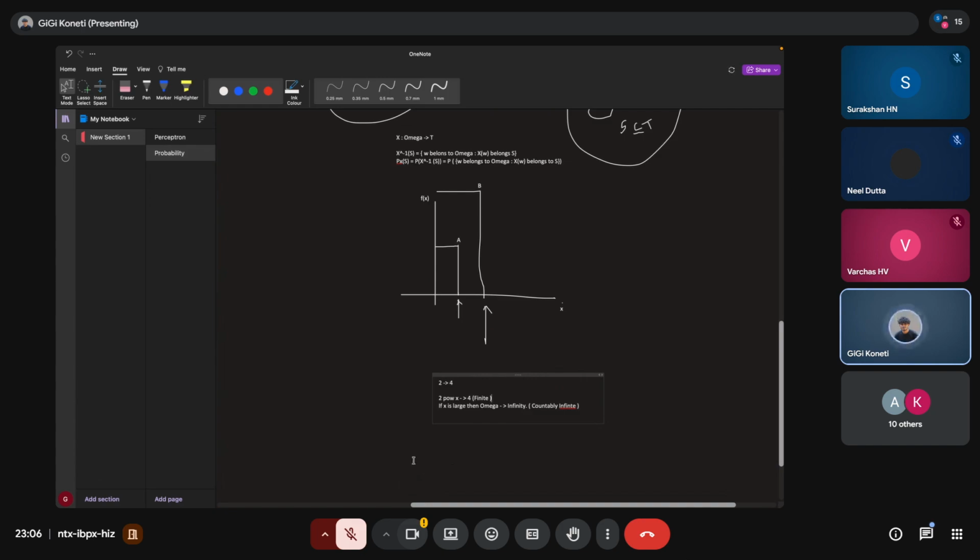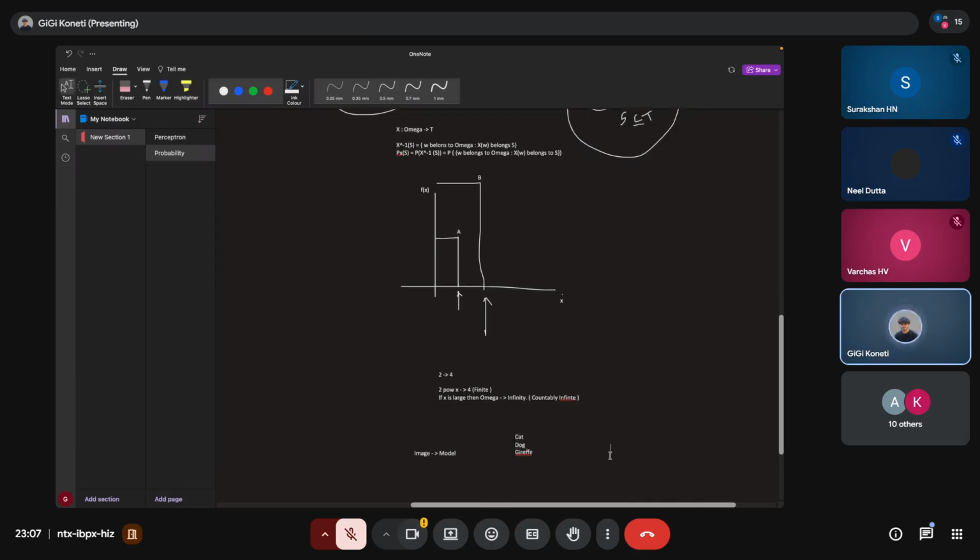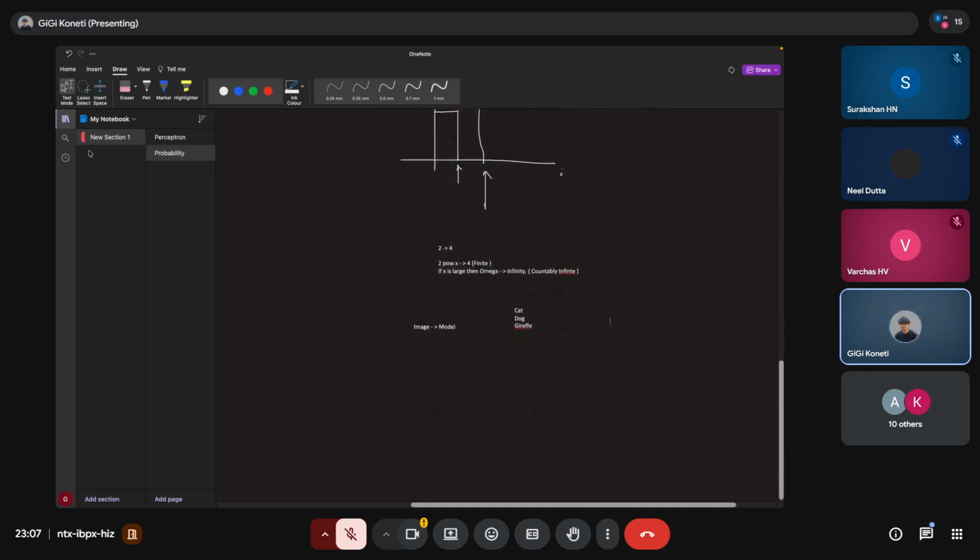So if we give an image to a model, and we have to tell whether a particular image is a cat or dog or giraffe or something, right? So here we have possible outcomes as 3 specific things. So that is finite. But if we take a specific graph, we give an image to the model and tell the model what the thing should be. So if there are possible outcomes and they are countable, then it is finite.